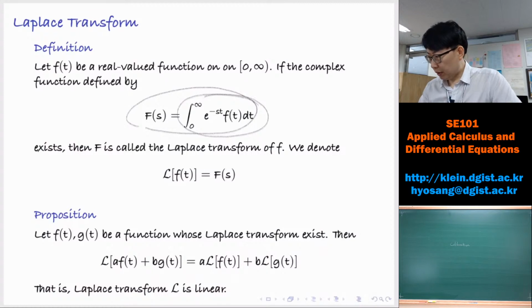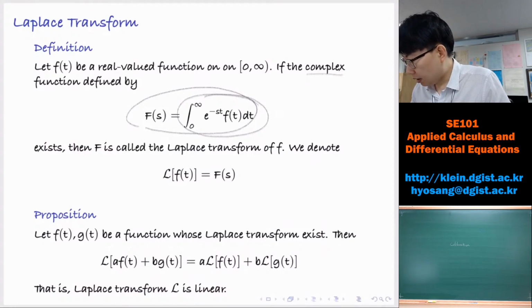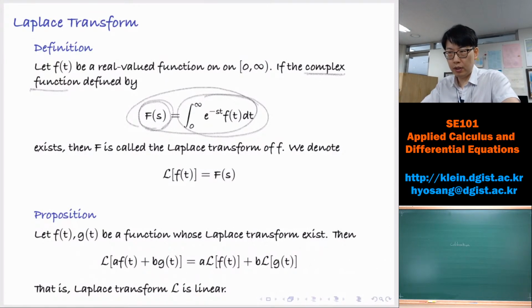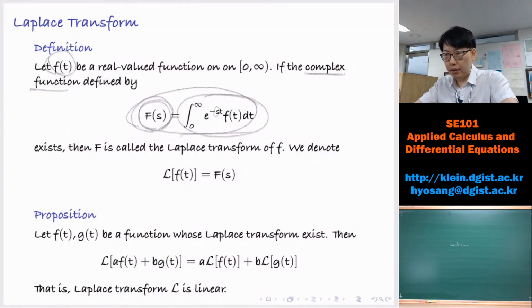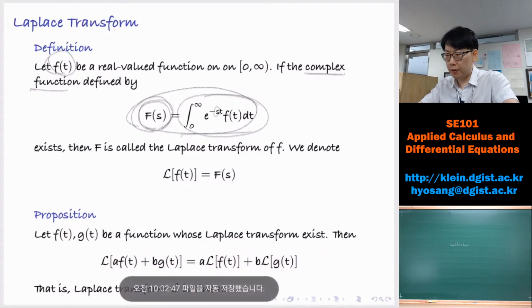And also, you might notice that there is a weird adjective here, that our function large F of s is defined to be a complex number. You might think this is weird because we integrated a real valued function f of t. But how do we get a complex function F of s? The key point is that our s that we plug into the exponent of e is a complex number in general. It doesn't have to be a real number.